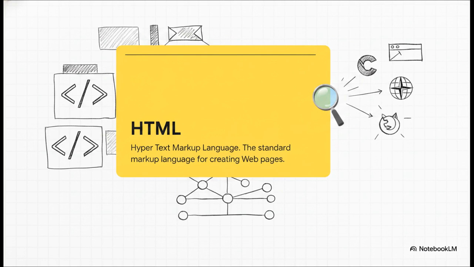It gave us a shared set of structural elements that any browser, anywhere in the world, could parse and understand. This standardization is exactly what prevented a fragmented mess and allowed the web to scale into the massive, globally connected network we rely on today.